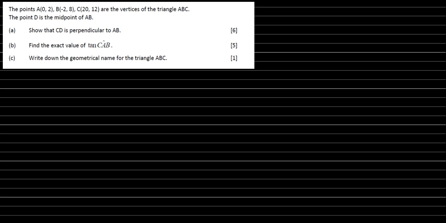We have three vertices or corners of a triangle. We're told D is the midpoint of side AB, and we're asked to show that CD is perpendicular to AB. So first of all, we need to actually work out what D is. So D is the midpoint of AB.